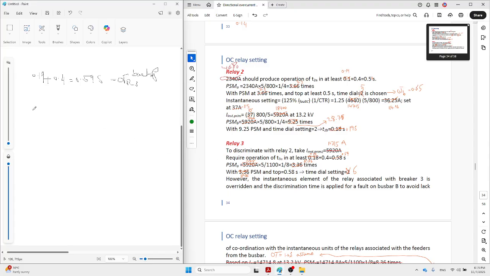And then for the current, the fault current at relay number 2 but backup number 3, we have to calculate PSM in the same way. PSM is 14,715 times the relay ratio. The relay CTR here is 5 over 1,000, 1,100 over the pickup current, which is 8 here. So the final value is 8.36. Again, using the graph, we know the operating time is 0.59, with 8.36.